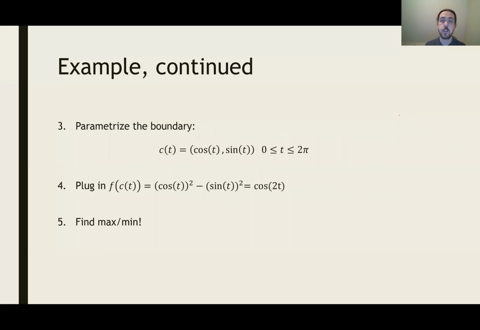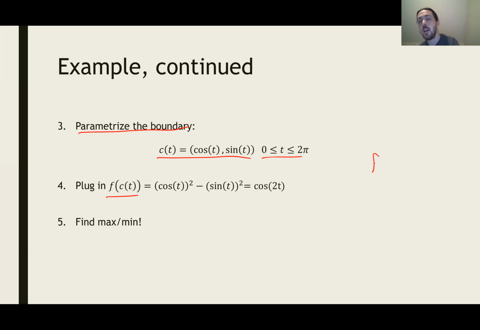So to find the max and min, we have to parameterize the boundary. The boundary is a circle. We know how to parameterize circles. We can parameterize it by c of t is cos t comma sine t for t between 0 and 2 pi. And then we plug that into our function, f of c of t.